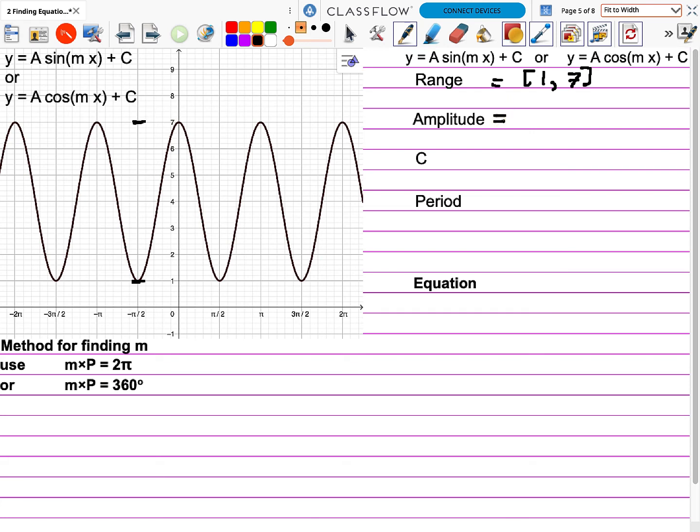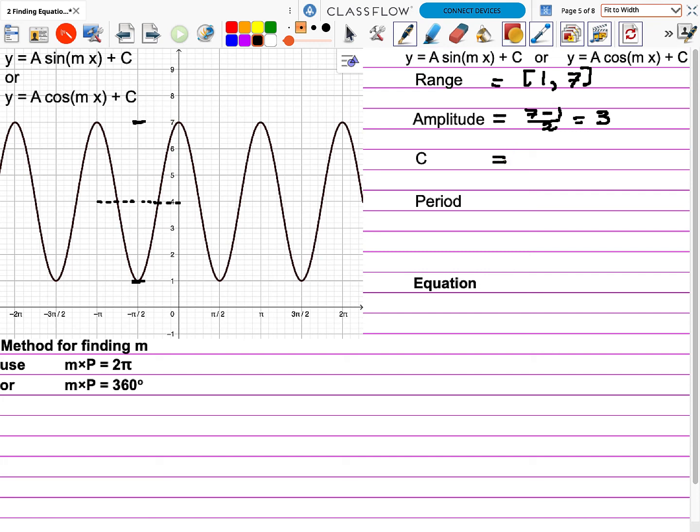The amplitude is 3. The imaginary middle line is here, and 4 up to 7 is a distance of 3. But you could have also done it from the range numbers: the top of the range minus the bottom of the range, divided by 2. 7 minus 1 is 6, and 6 divided by 2 is 3. I should have mentioned that earlier on.